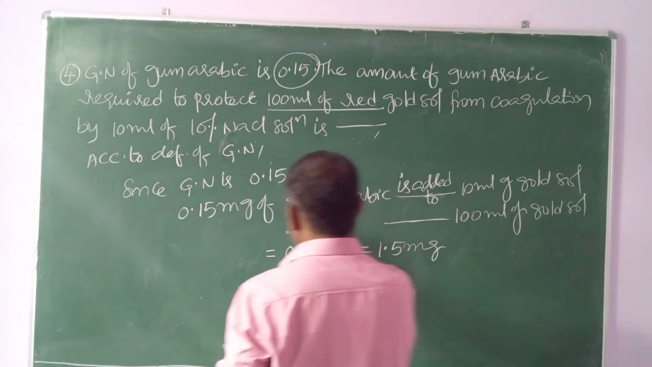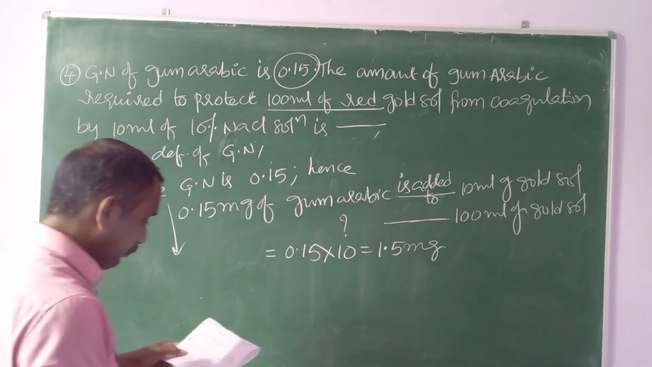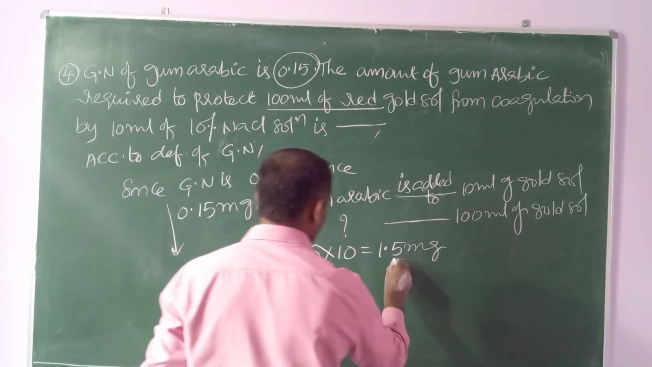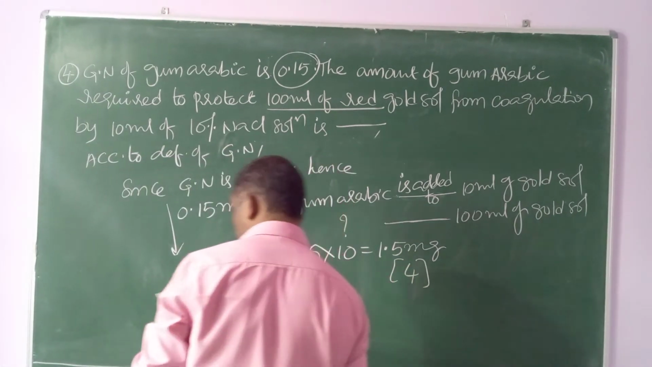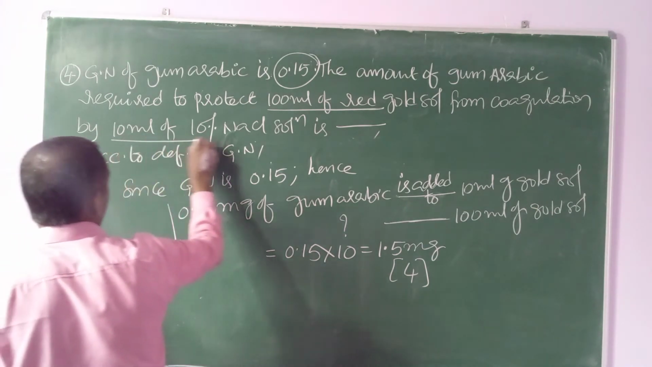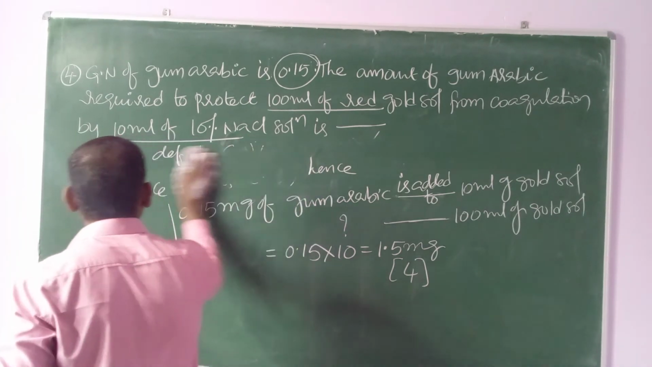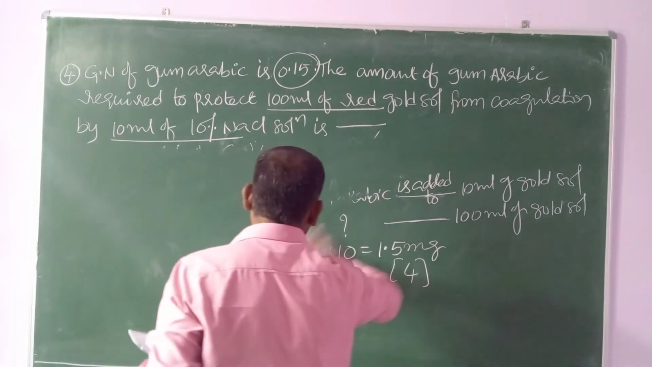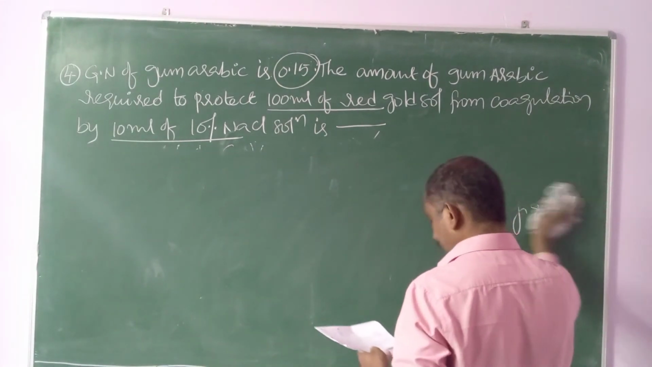So here to here into 10. Therefore, 1.5 milligrams. 1.5 milligrams is nothing but which option? Fourth option. So here, don't get confused. 10 ml of 10% NaCl solution. Why they given like that means, here a small note you should remember.